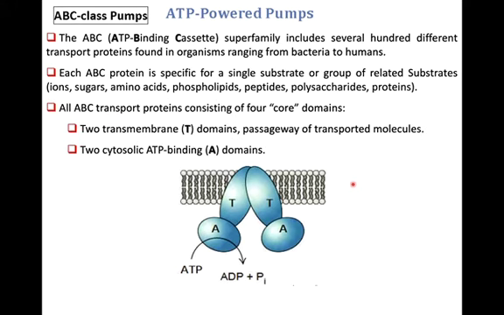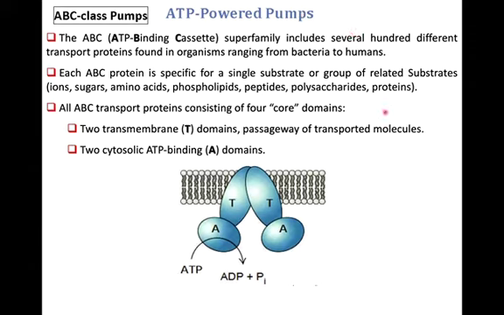So all ABC transport proteins consist of 4 core domains: 2 transmembrane domains, the T domains, which allow the passageway of transported molecules, and 2 cytosolic ATP binding A domains. Okay.